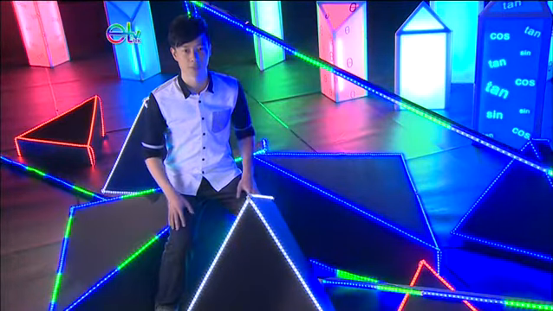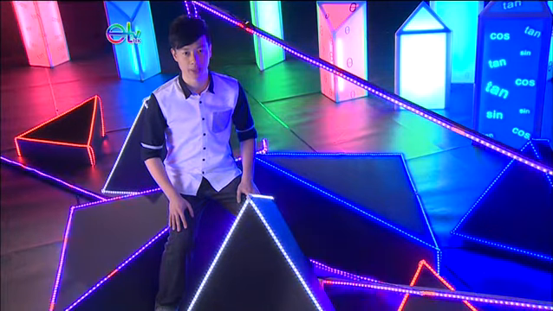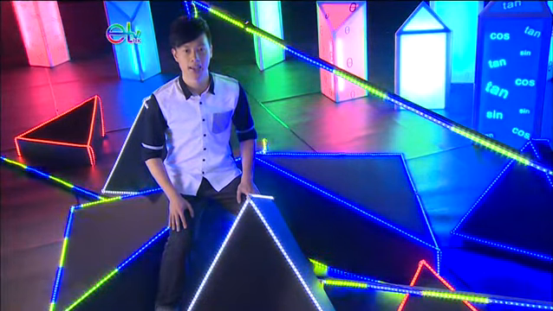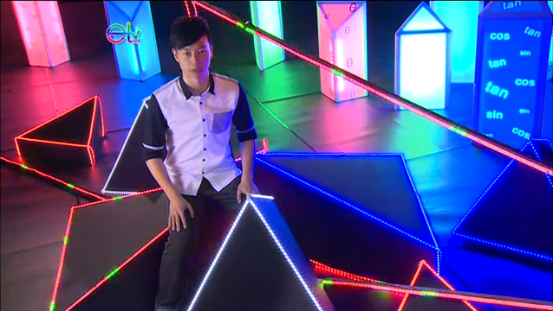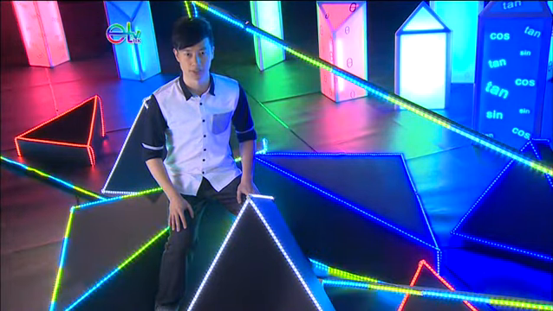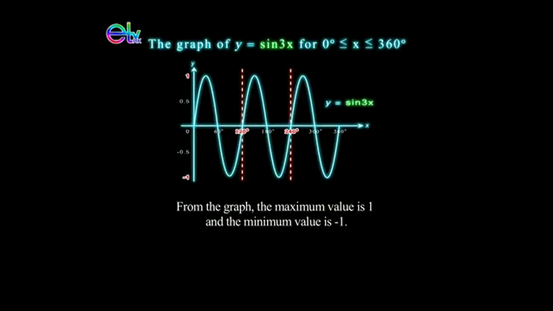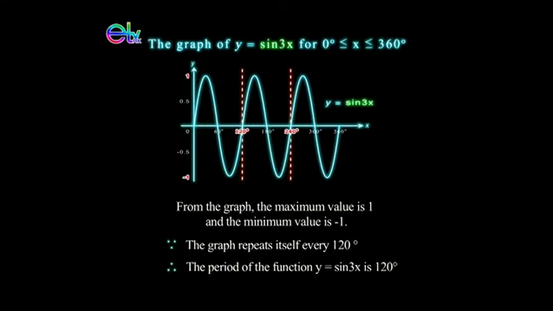Here are two graphs. Let's examine them and find their maximum and minimum values and determine whether these two trigonometric functions are periodic functions. We observe from this graph that the maximum value of the function is 1 and the minimum value is negative 1. This is a periodic function with a period of 120 degrees.